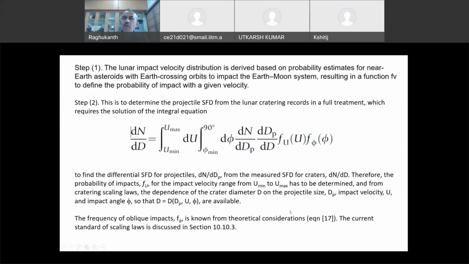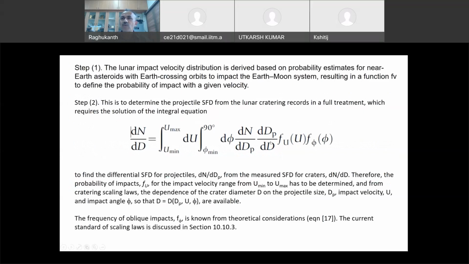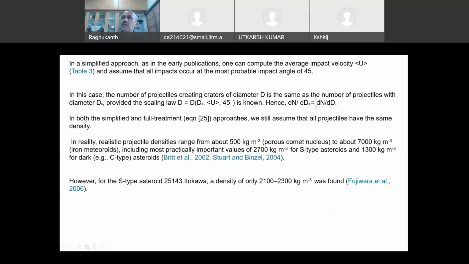Now, generally in practice, people omit the angle because it is not so important, to simplify the analysis, because we don't know these things. They take the most probable angle as 45 degrees to make it very simple. If you take the mean value, the average impact velocity, and 45 degrees as a single value, then this integral over phi from 0 to 90 vanishes and becomes a direct delta function, delta of phi minus 45. If you also take u as the average, then one can show that dn by ddp is proportional to dn by dd. This is a special case. Otherwise, you have to do those calculations itself.